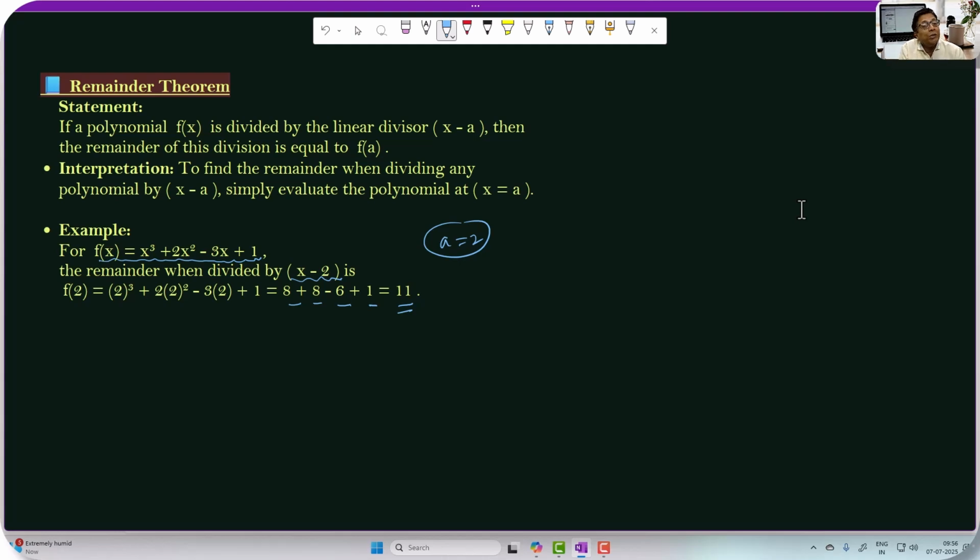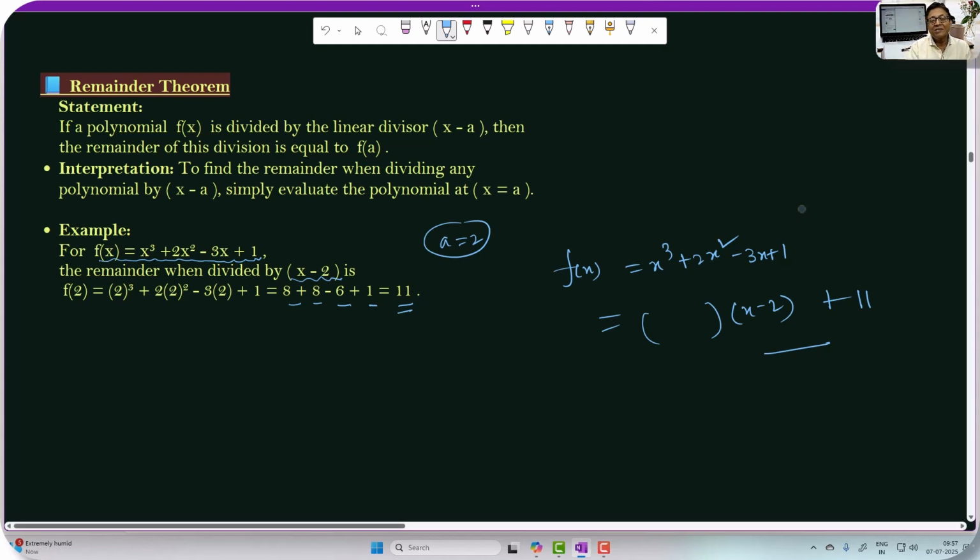So synthetic division is not required here. So powerful a theorem, only just finding f(a). f(a) will give you this. But you cannot say that we don't need synthetic division. I will show you many examples where synthetic division also works very nicely. Okay, whatever, remainder theorem I hope you have understood.